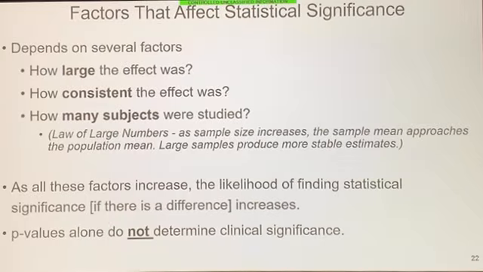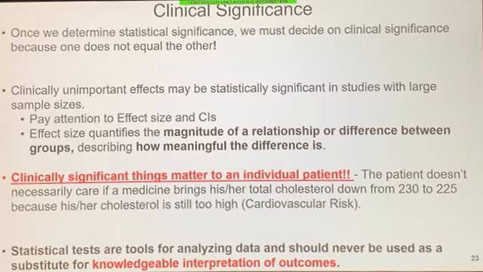So these variables affect statistical significance, but they do not affect clinical significance. Clinical significance deals with patient care specifically. It deals with the individual patient care. So if you prescribe a patient a cardiovascular drug to lower their cholesterol, and their cholesterol drops from 230 to 225 consistently, that could be statistically significant, but it's not clinically significant, because anything above that value still puts a patient at a cardiovascular risk.